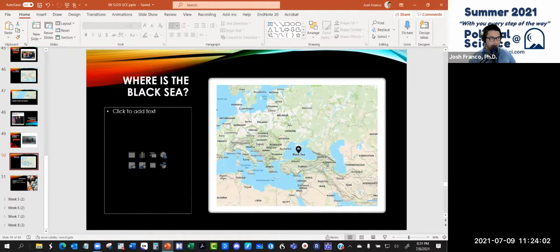So just in case, for those of you wondering, where's the Black Sea? It's right here, again, in Central Asia. To the north is Ukraine and Moscow. To the south is Turkey. To the east is Georgia, and to the west is Bulgaria, Romania, and the Mediterranean Sea.